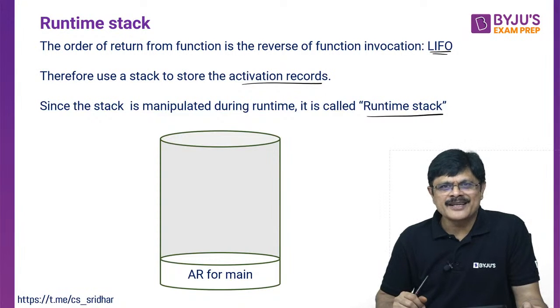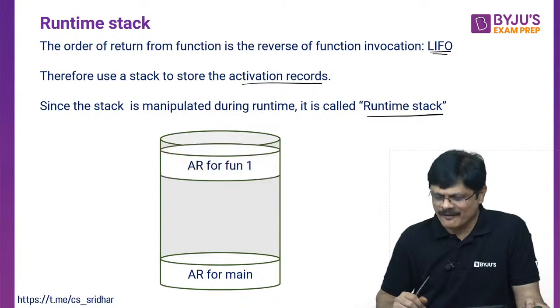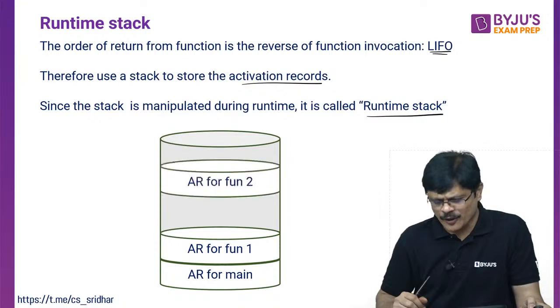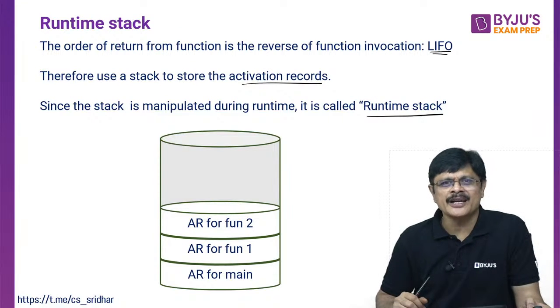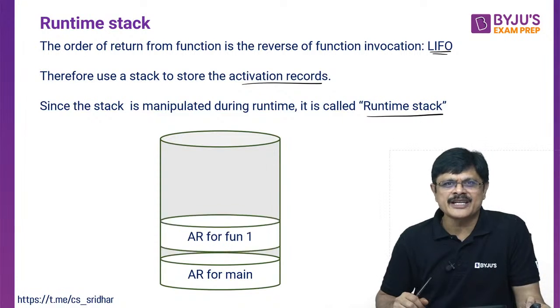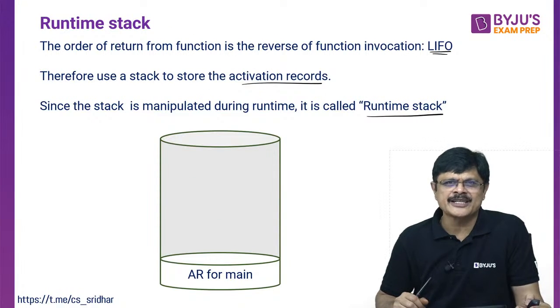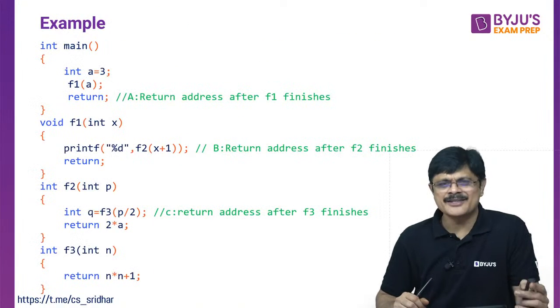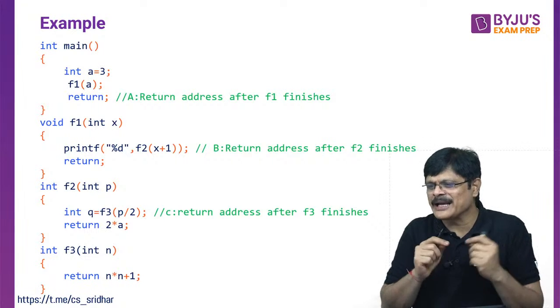The activation record of main is created and pushed onto the stack. Then you call a function, that is pushed onto the stack. Then you call function 2, that is pushed onto the stack. Function 2 activity is completed, pop it. Function 1 activity is completed, pop it. Main function activity is completed, pop it. So let us try to see this entire story with a simple example, my dear friends.